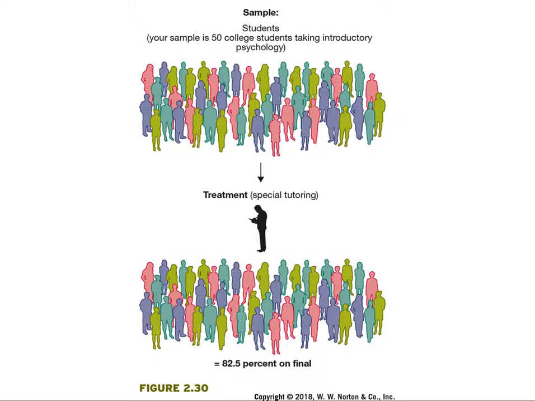Here's an example of a study lacking internal validity. In this study, your entire population is one experimental group, which receives the treatment of special tutoring. You determine the group's average score on the final exam, but you cannot compare the result to a control group.